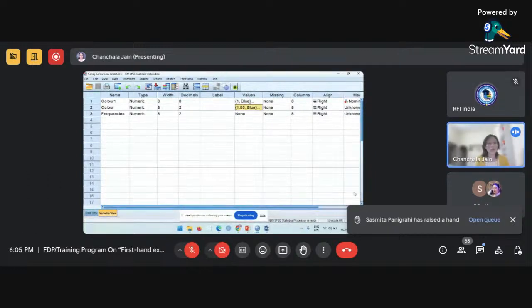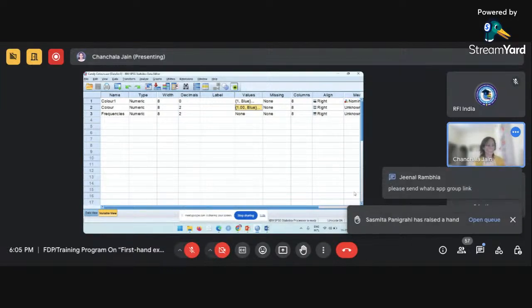So now I'm expecting you to open the same sheet, which is with the name Candy Colors. And I think you need to firstly check in the variable view whether the 3 variables are available with you or not. Available? Same sheet I think I shared. I think it is very similar, right?